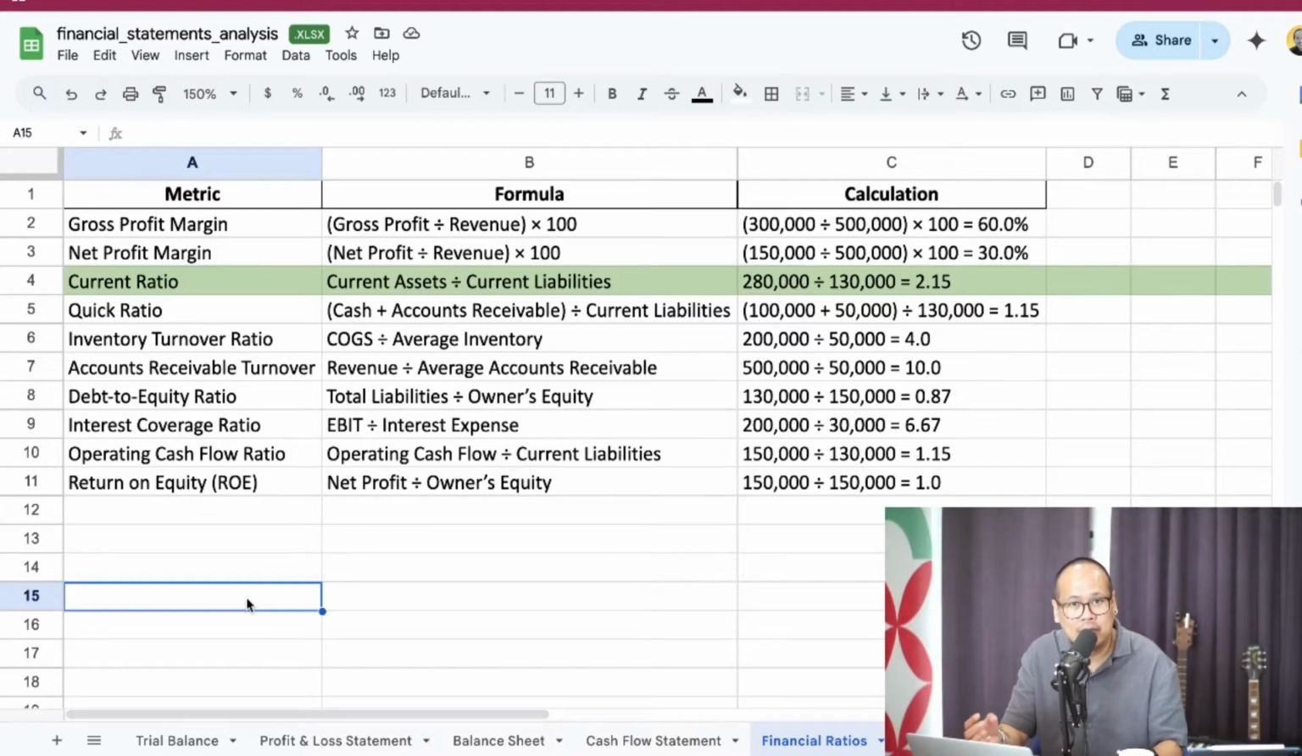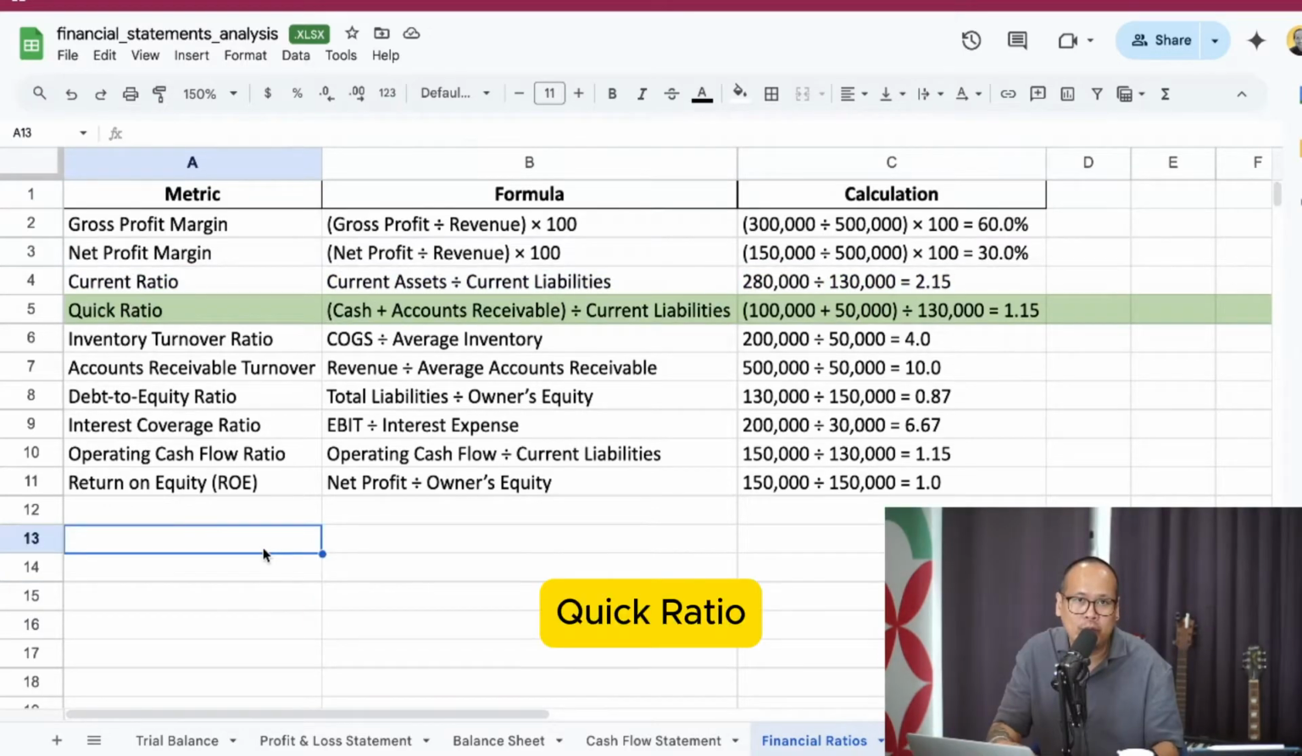If it's higher than 2.5, you may be holding too much cash or inventory. Try to reinvest in growth if you have this result. If it's lower than 1.5, then you risk cash flow problems. You can fix that by improving your collections or securing short-term financing.